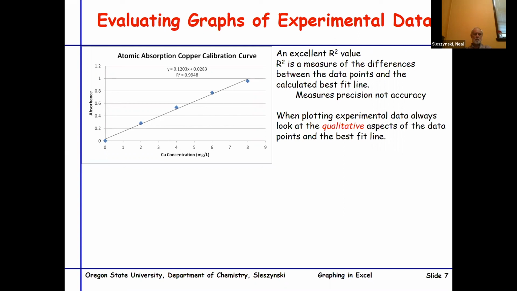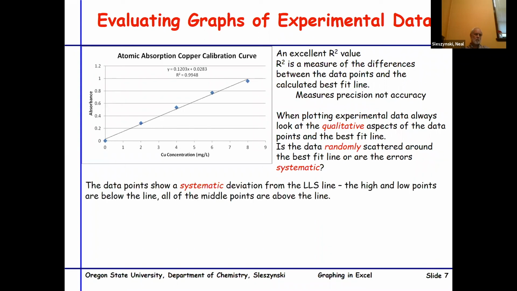When plotting experimental data, we always want to look at the qualitative aspects of the data points and the best fit line. So I'd like you to look at this graph for a minute and consider, are the data points randomly scattered around the best fit line, or are the errors between the data points and the best fit line systematic? Do they form a pattern? Well, in fact, the data points in this particular graph show a systematic deviation from the linear least squares line.